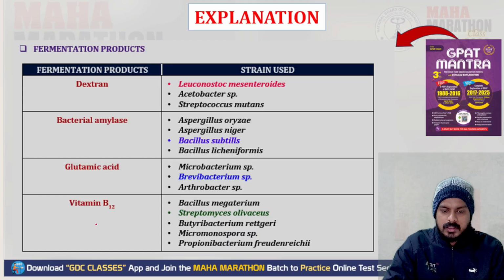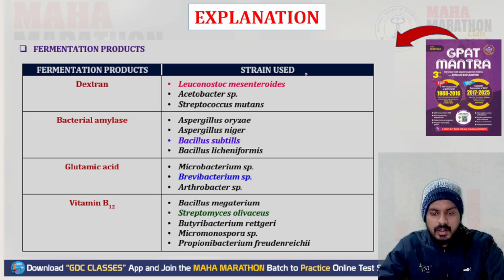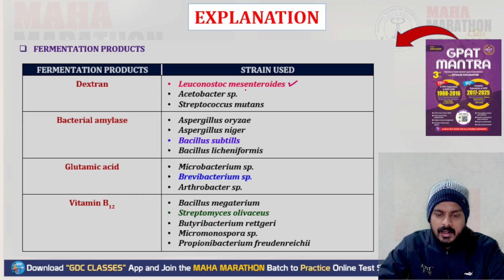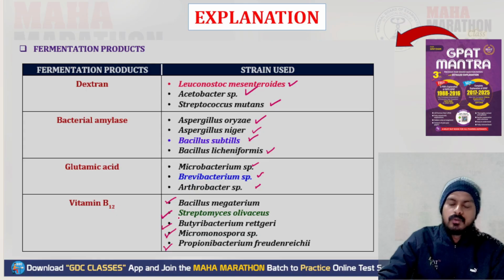Okay, next question. You can see for dextran, the species are Leuconostoc mesenteroides, Acetobacter species and Streptococcus mutans. For bacterial amylase, it is Aspergillus oryzae, Aspergillus niger, Bacillus subtilis, and Bacillus licheniformis. For glutamic acid, Mycobacterium species, Brevibacterium species, and Arthrobacter species. For vitamin B12, Bacillus megaterium, Streptomyces olivaceus, Butyribacterium, Micromonospora species, and Propionibacterium.